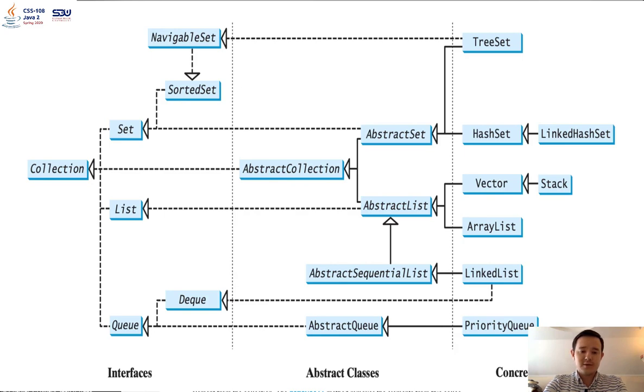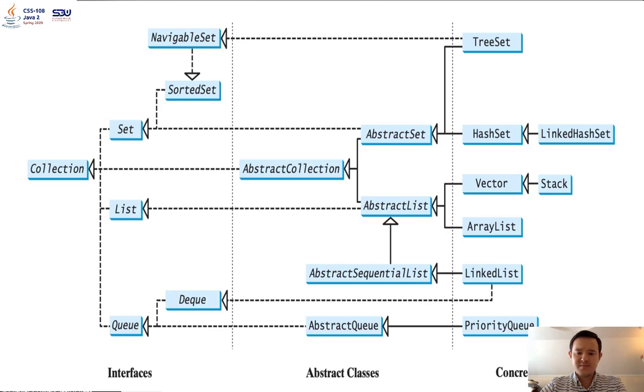On the left side we can see interfaces: collection, set, list, queue, deque, sorted set, navigable set. In the middle we can see abstract classes. These abstract classes are also called convenience abstract classes because they provide partial implementation for the interfaces. And on the right side we can see concrete classes. These are the classes we can use. These are already concrete classes, we can use them in our programs. So this is the relationship in the Java Collections framework.